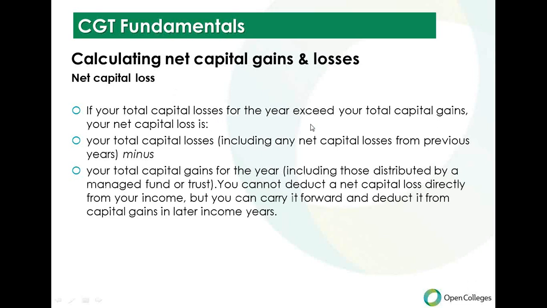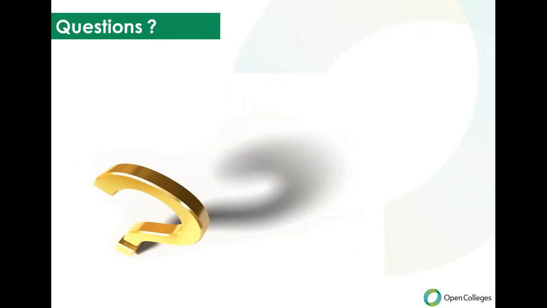A net capital loss, so if your total capital losses for the year exceed your total capital gains, your net capital loss is total capital losses, including any net capital losses from prior years, minus your total capital gains for the year, including those distributed by a managed fund or trust. Note that you can't deduct a net capital loss directly from income, but you've got to carry it forward and then deduct it from capital gains in later years. So that's the capital gains tax side of things.